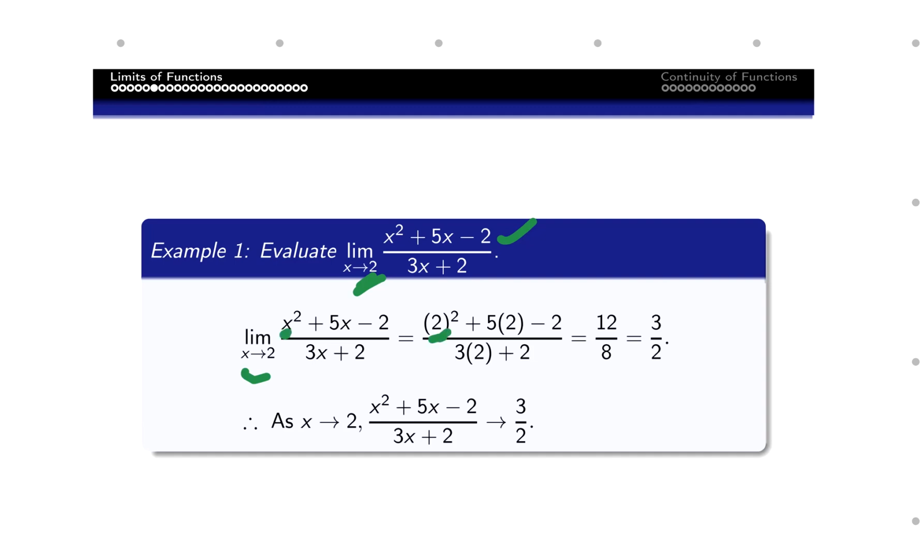That's 3 times 2 plus 2. So 2 squared is 4. 5 times 2 is 10. That's 14 minus 2. That gives you 12. Then 3 times 2 is 6 plus 2, 8. So you have 12 over 8, which evaluates to 3 over 2.